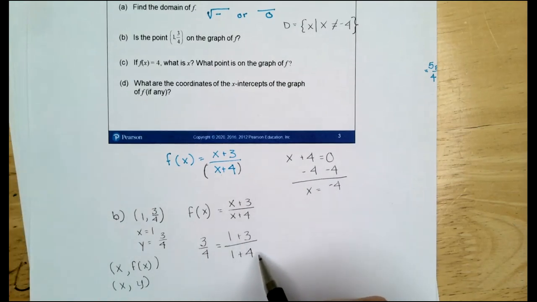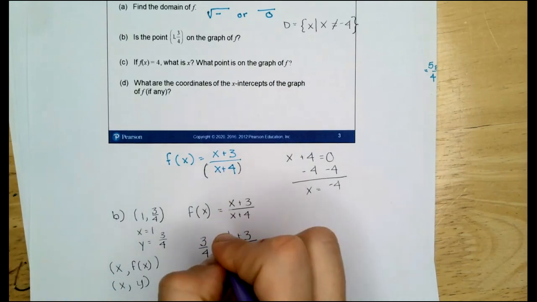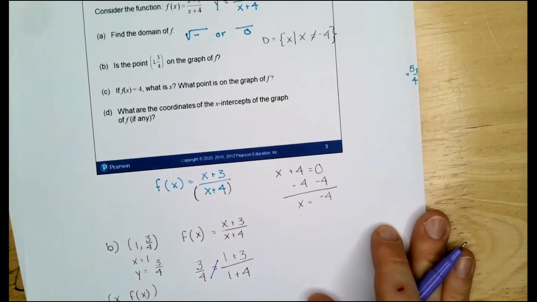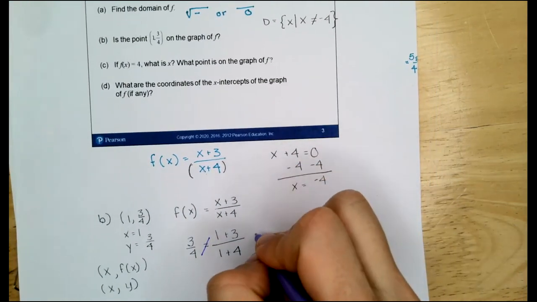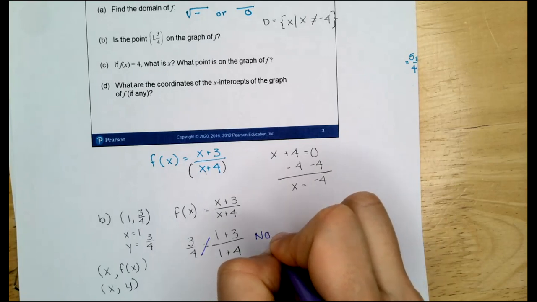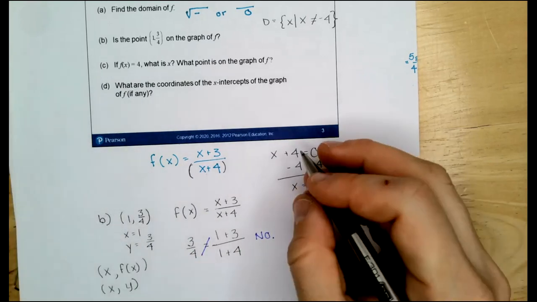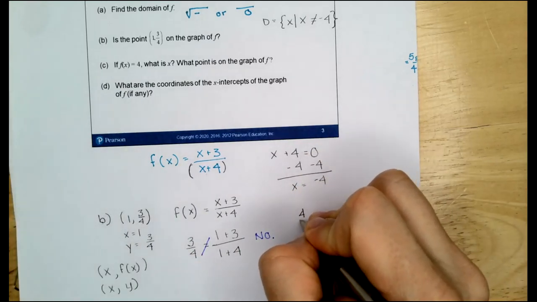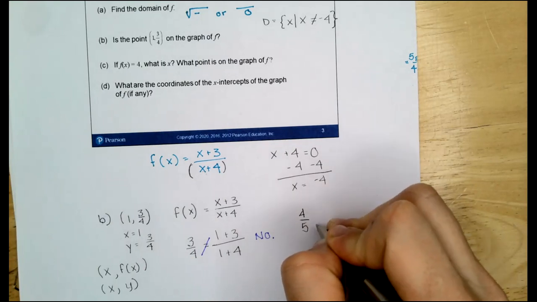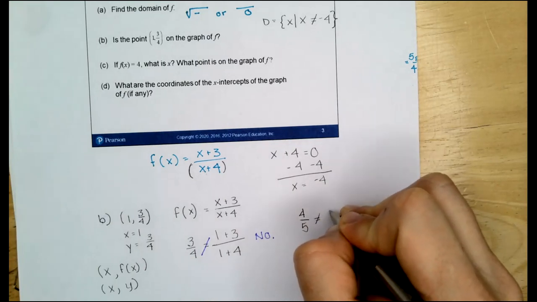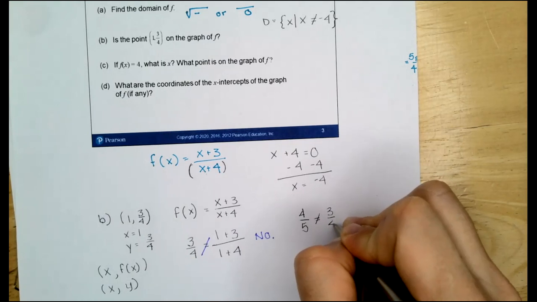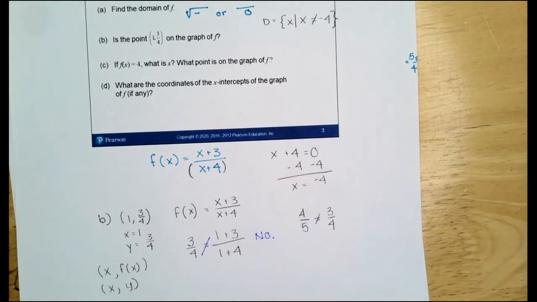1 plus 3 is 4 and 1 plus 4 is 5. 4/5 is not equal to 3/4, so we say that this is not true. Is the point on the graph of f of x? No. Why not? Because 1 plus 3 is 4, 1 plus 4 is 5. 4/5 does not equal 3/4. There's no way to reduce 4/5 into 3/4.